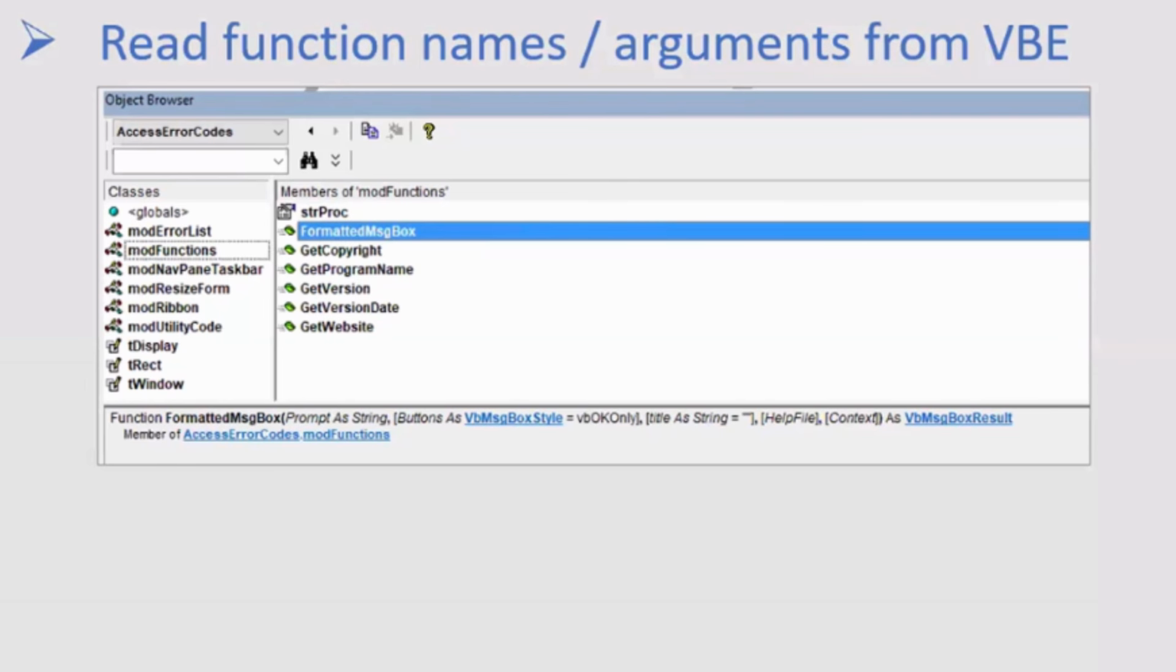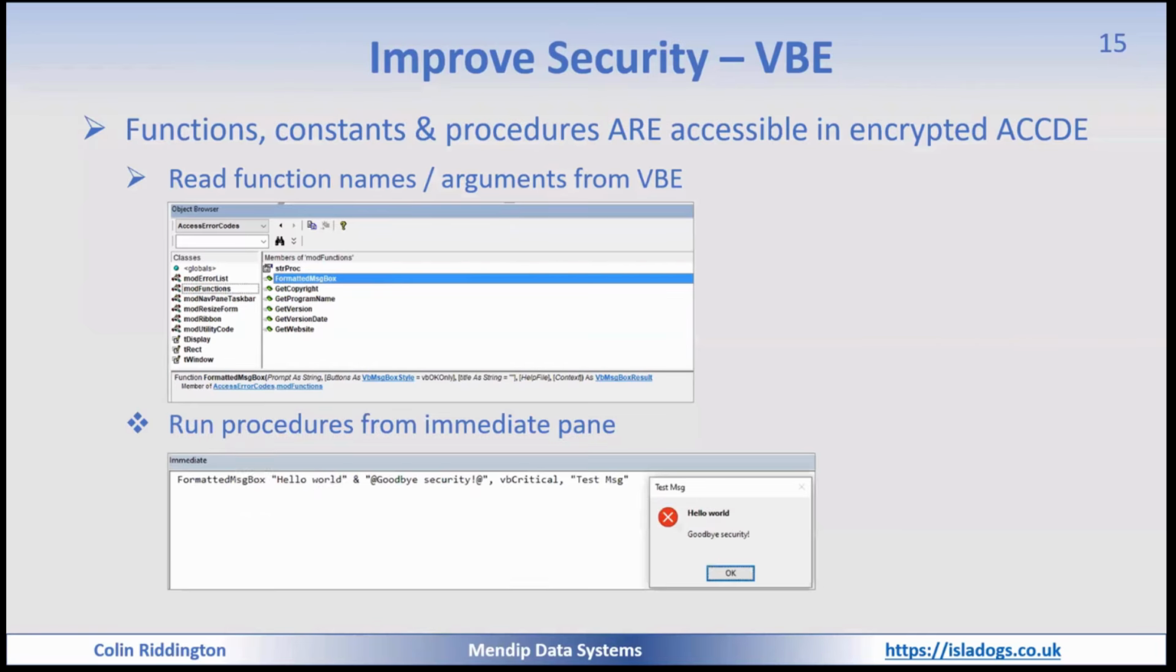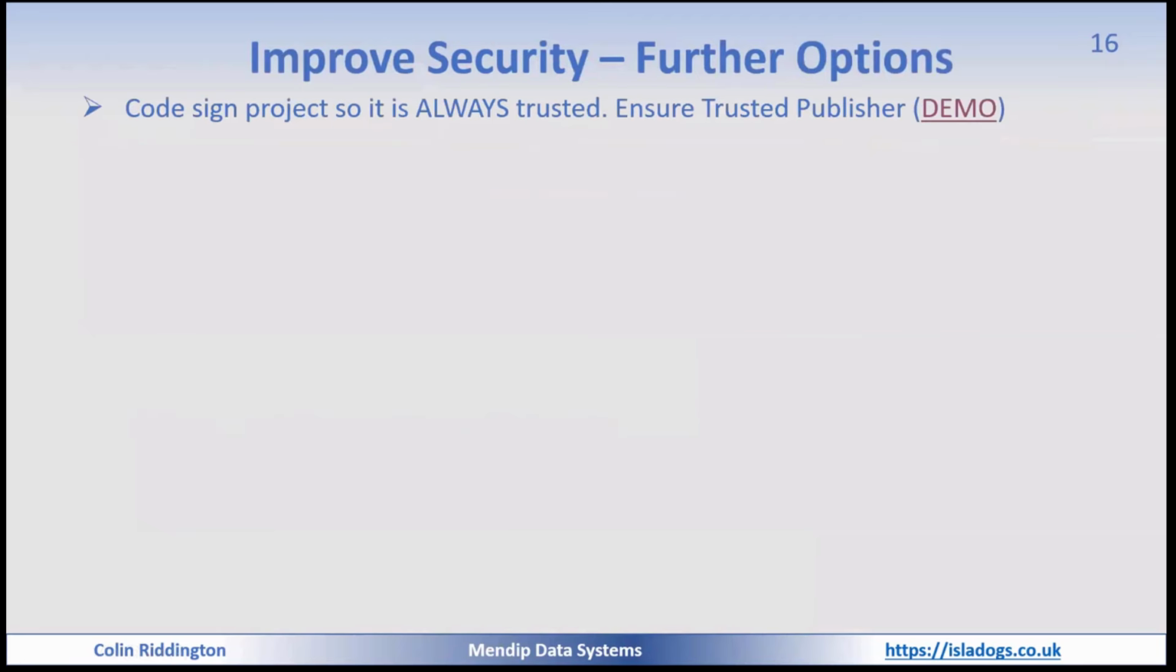Now in this case, it's not particularly important, but it would be equally true for any more vital function. And then having found out the name of that function, they can run it from the immediate pane. So they can just type in formatted message box, hello world, goodbye security, because it really is the end of your security once they actually know those things. So you need to find ways of preventing them doing that. There are ways of making it difficult to get into the VB editor, I know, but you can actually hide all of that information as well with one line of code. Coming up in a minute.